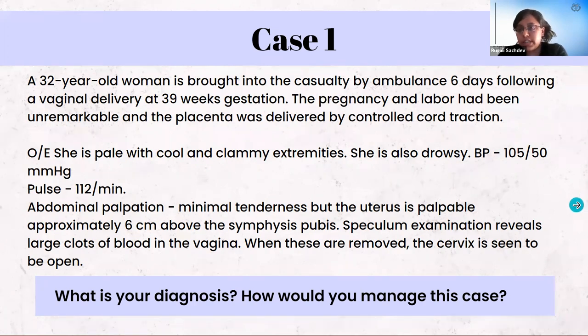Okay, first of all, she's hemodynamically unstable. So you have to put in two large bore IV lines. You have to do a full blood count, you have to start the cross matching and blood grouping. Then you can see that she has large clots of blood in the vagina, so that means she is bleeding from a site. You check for the tone. Now if it is atonic, it's less likely to be atonic because it's secondary PPH, but if there are any retained bits of placenta or any tissue left back, you will manage it accordingly.